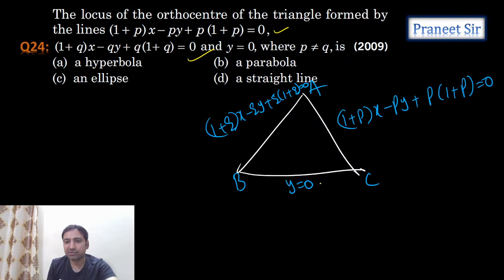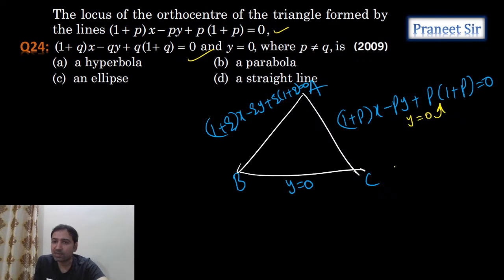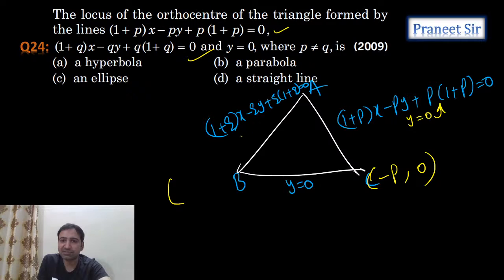Otherwise, you substitute y equals 0 here. If you substitute y equals 0 here, what do we get, guys? 1 plus p gets cancelled and we get minus p. So x coordinate is minus p, y coordinate is 0. And in the same way here, if you substitute y equals 0, we get the same thing: minus q comma 0. Correct? And in the same way, can we solve these two equations? Given two equations, can we solve it?